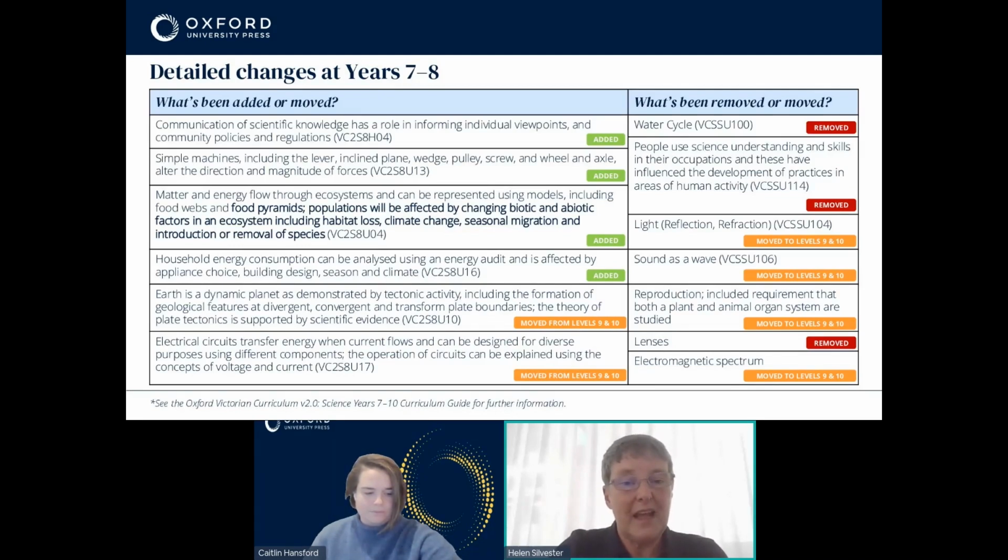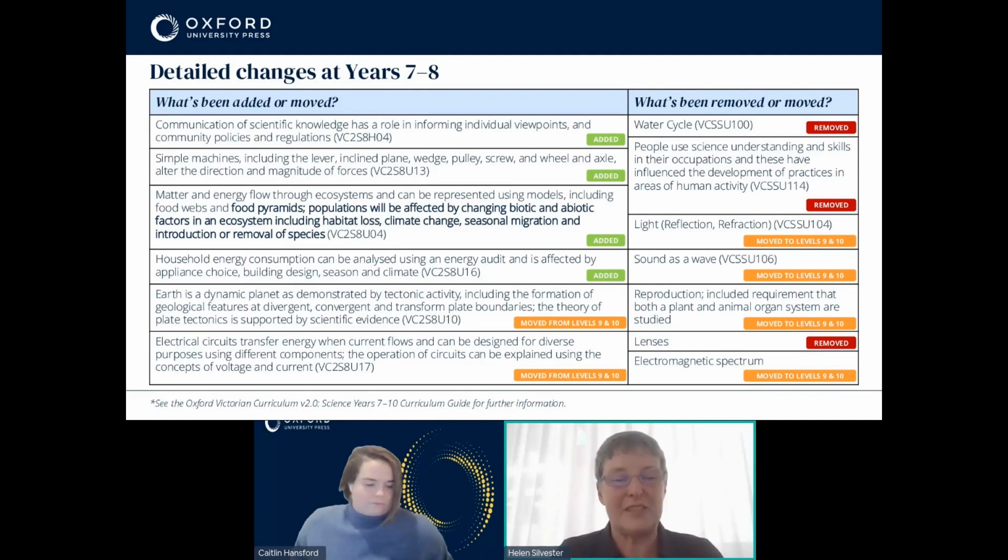Household energy, so energy consumption has been added, and an energy audit. So it's bringing in, remember how I said it's all about that application of things? So that application has now come in for the energy at Year 7 and 8. Earth is a dynamic planet, so tectonic plates, as I said, this is a brilliant one. We've all been wanting, well, most of us, most teachers I talk to, we've been wanting this for a while. It made sense to put it in line with what's happening in the humanities.